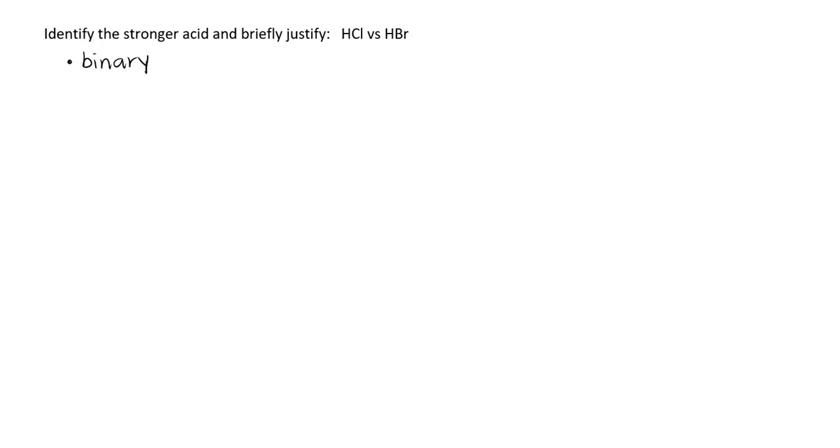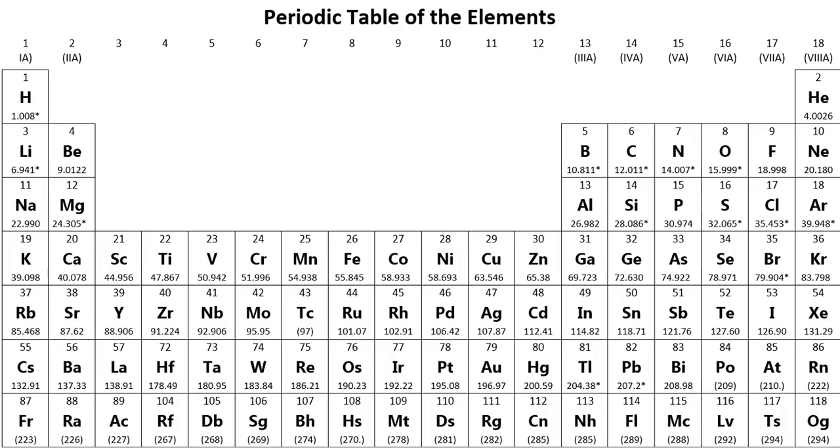The next thing we need to do is determine what are we comparing. We're comparing Cl versus Br, and we need to take a look at the periodic table to see if that comparison is across a row or up and down a column. And we find chlorine and bromine right here, and we're looking up and down a column.